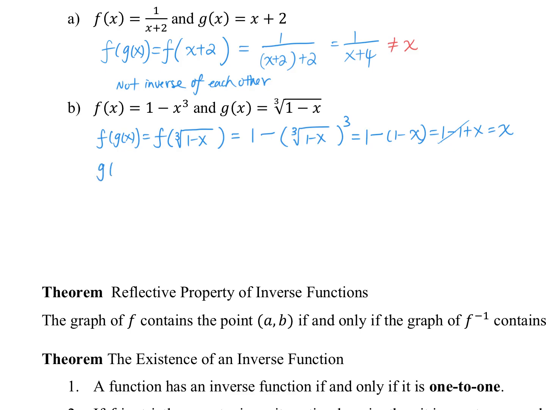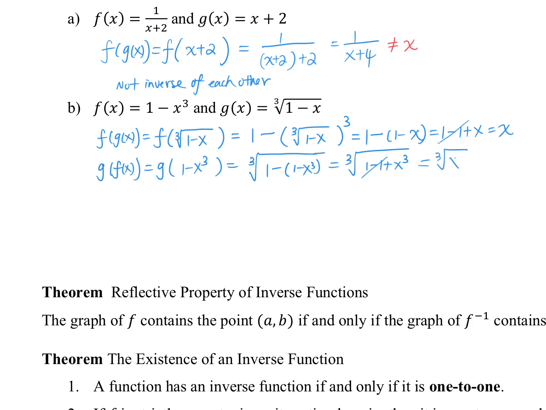We'll have to make sure that g undoes f, right? So we want to check g of f. We want to make sure that that's equal to x. So which is g of 1 minus x cubed. Now time for us to plug in 1 minus x cubed into function g. So cube root of 1 minus, and what we want to plug in is 1 minus x cubed, and inside the root we have 1 minus 1 plus x cubed, and the 1 cancels, and therefore we have cube root of x cubed, which is x.